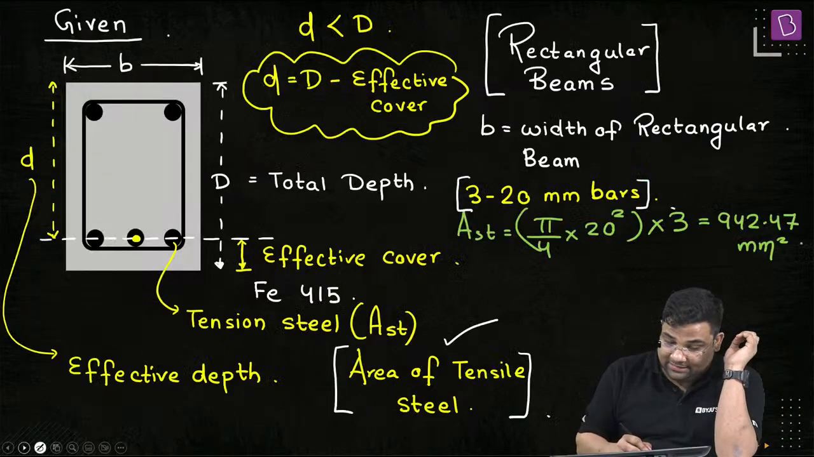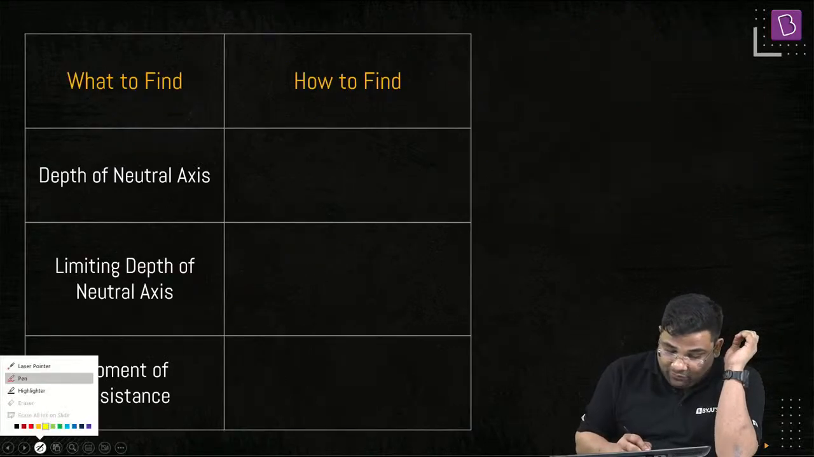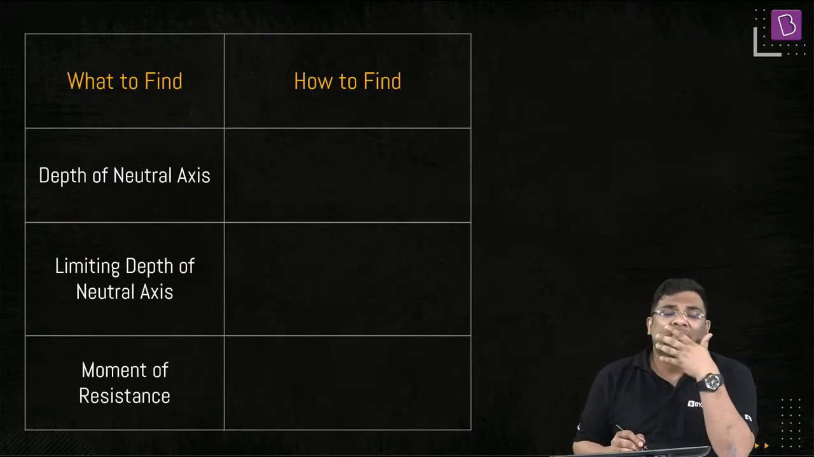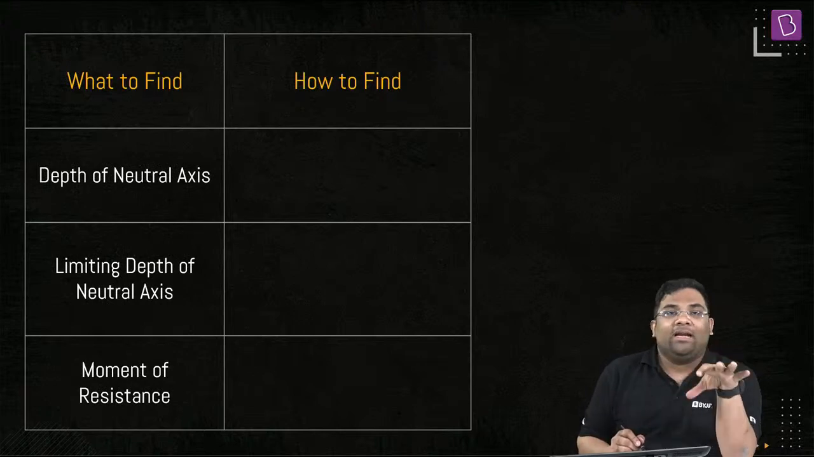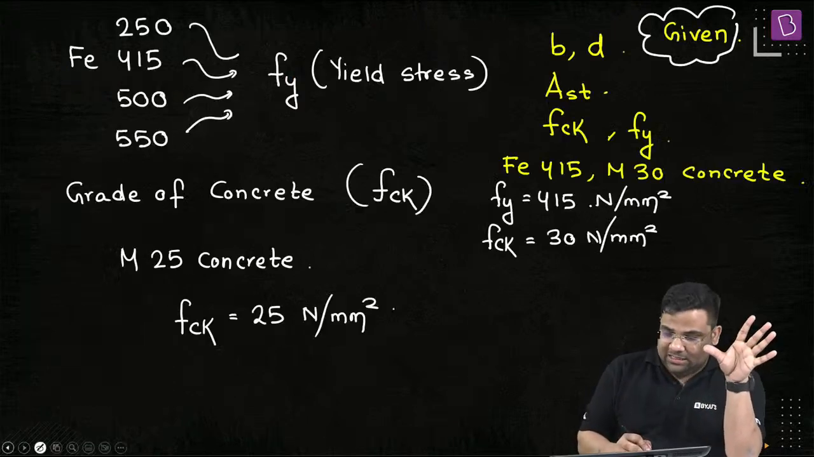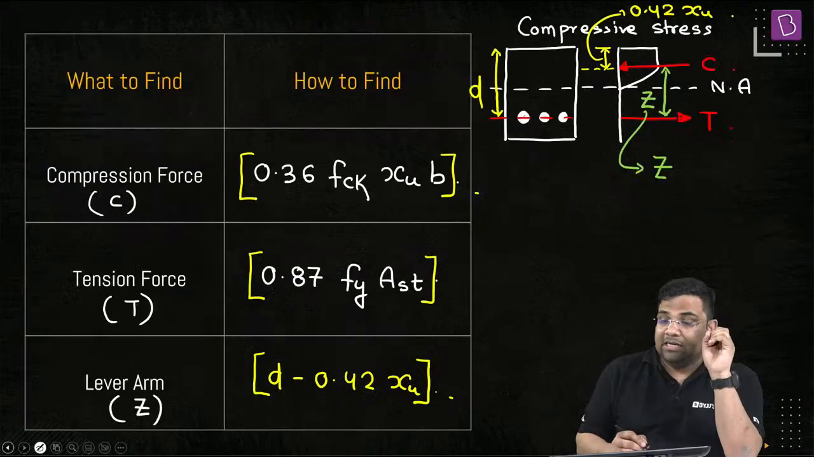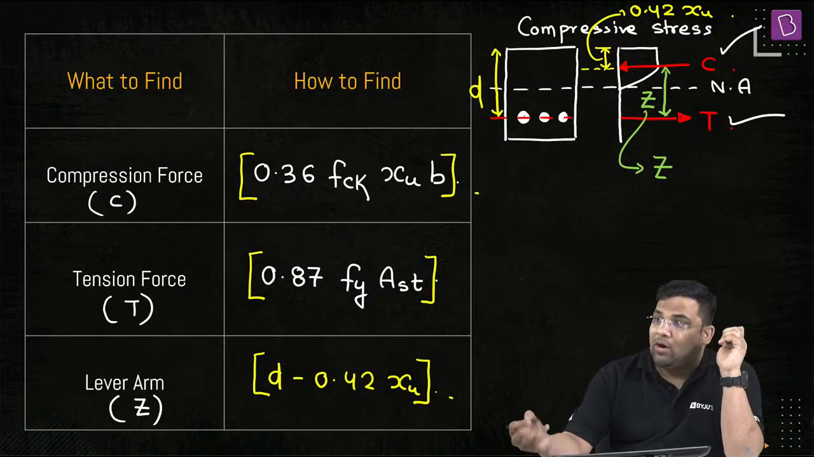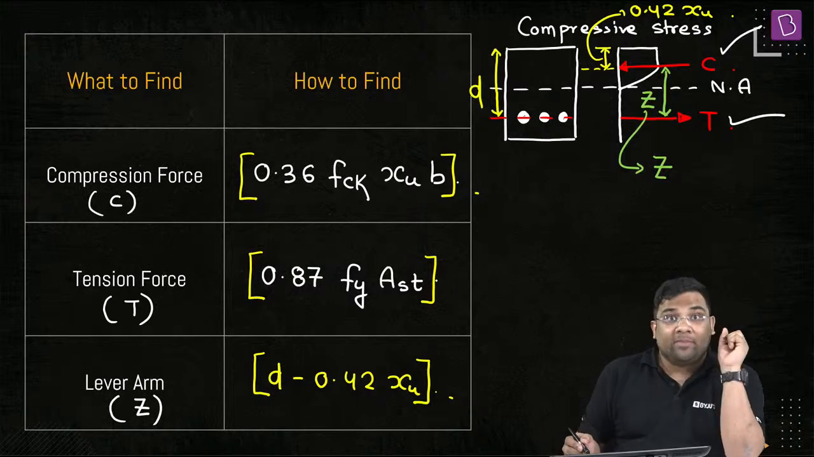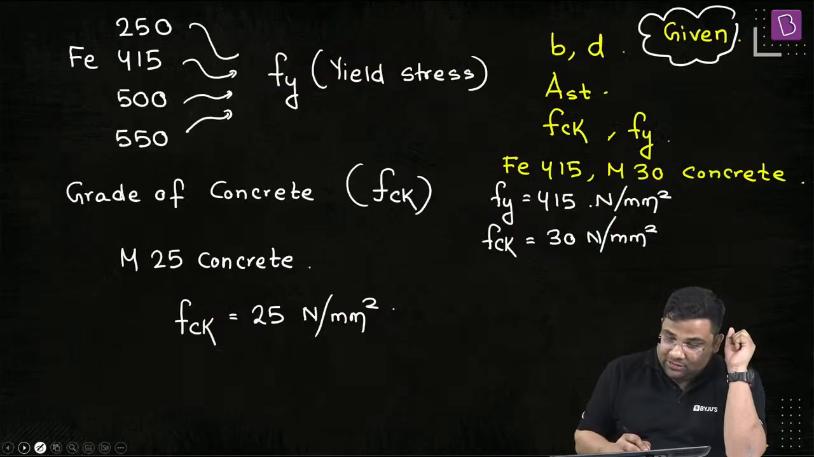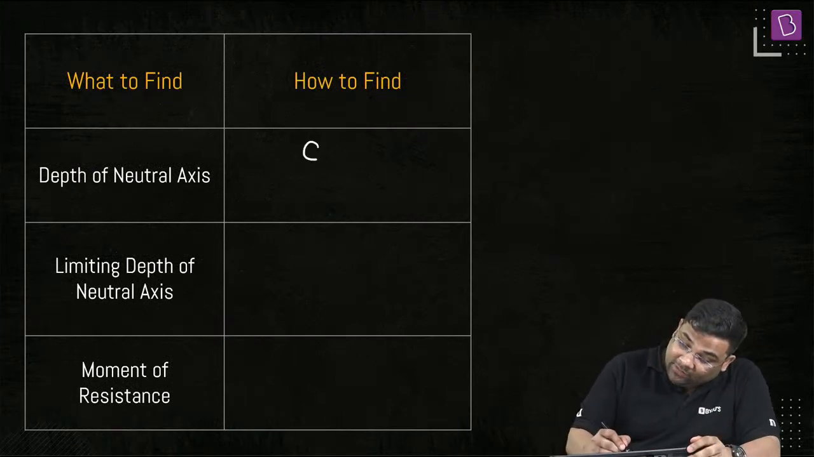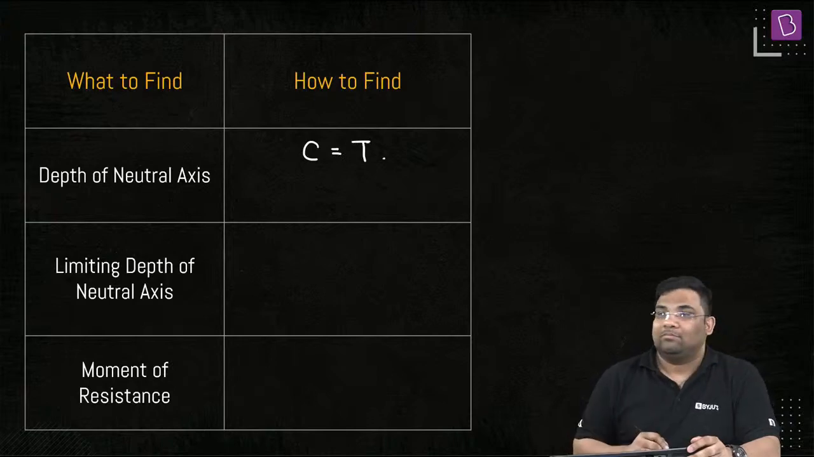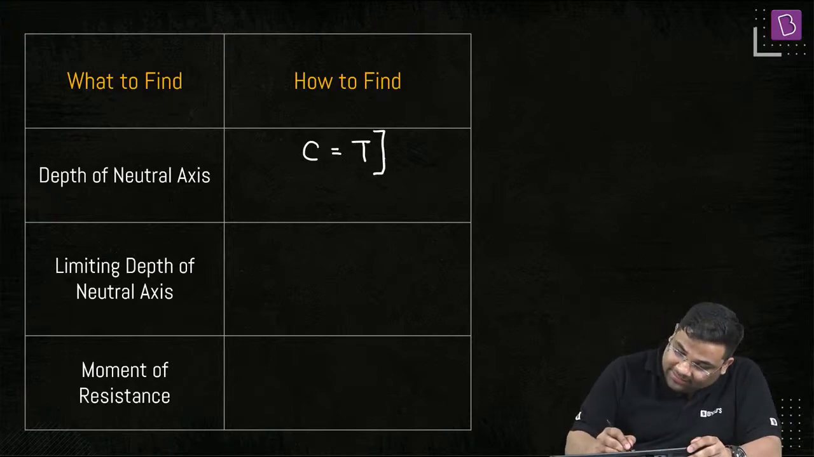The next thing they can ask is your depth of neutral axis. How to find out this depth of neutral axis? Instead of remembering the formula, remember the principle. The principle to find the depth of neutral axis is, in this particular cross section, for equilibrium the total compression force will be equal to the total tension force. So the equation will be C is equal to T. Just remember C is equal to T.